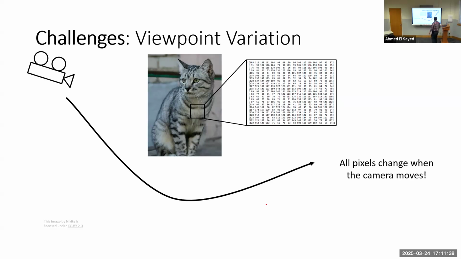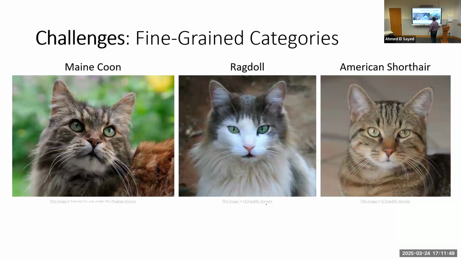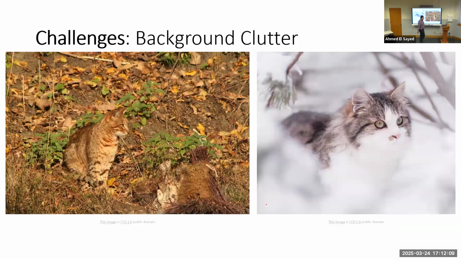But what if I have many cats, and each of them has a different color, different age? What if I have different types of cat, subcategories? So this cat is different from this, different from this. Each one of them is a subcategory of the main category, which is the cat. How about if I'm having camouflaging?